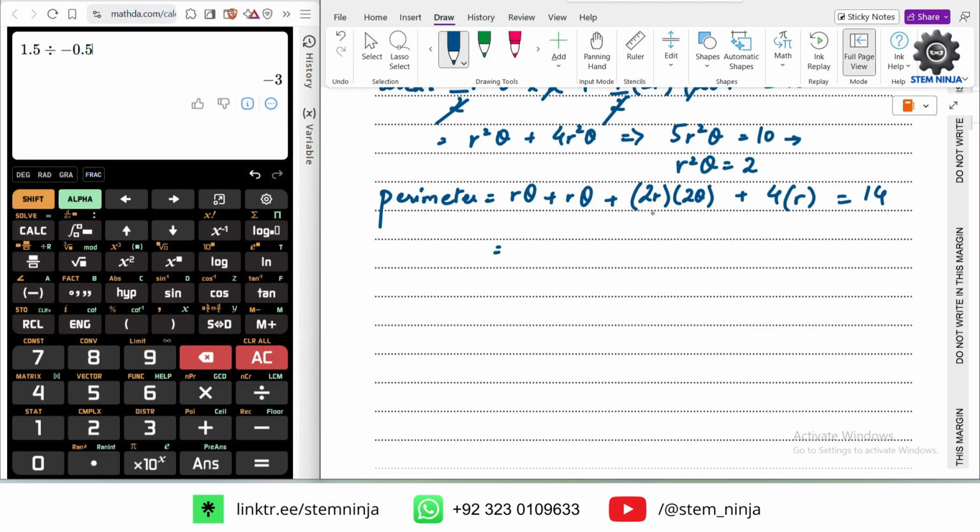Okay, so you have r theta, and this is 4r theta, so this becomes 4 plus 2, that is 6r theta plus 4r is equal to 14. And 2 can be taken out and divide by 2.